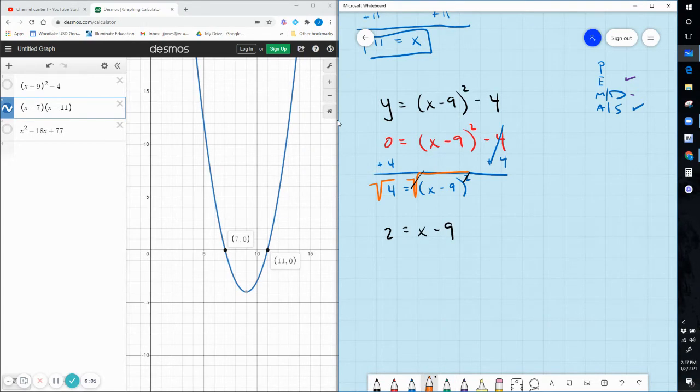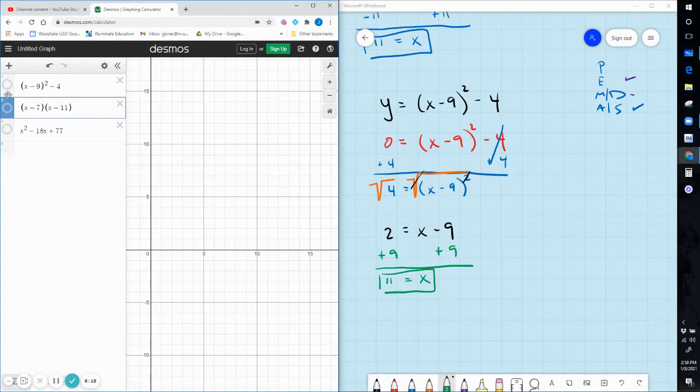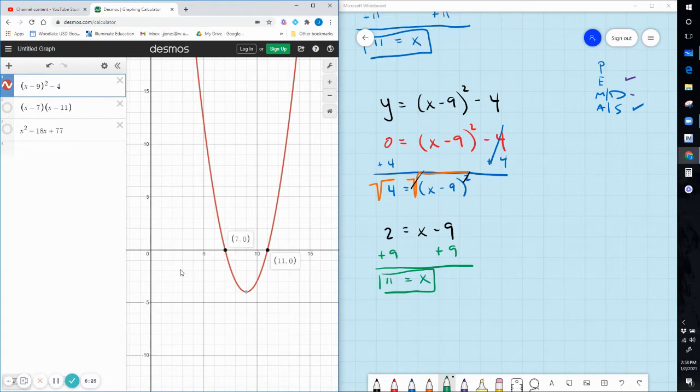Last step of getting x by itself. Hopefully you guys are like, oh, cool, we're going to add 9 to both sides. And now we get x equals 11. That's interesting. Only got one answer this time. Where's the other answer? Let's click this graph over here and see. 11 is one of our answers. But where the heck did this 7 go? How do we solve that and get both of our answers?